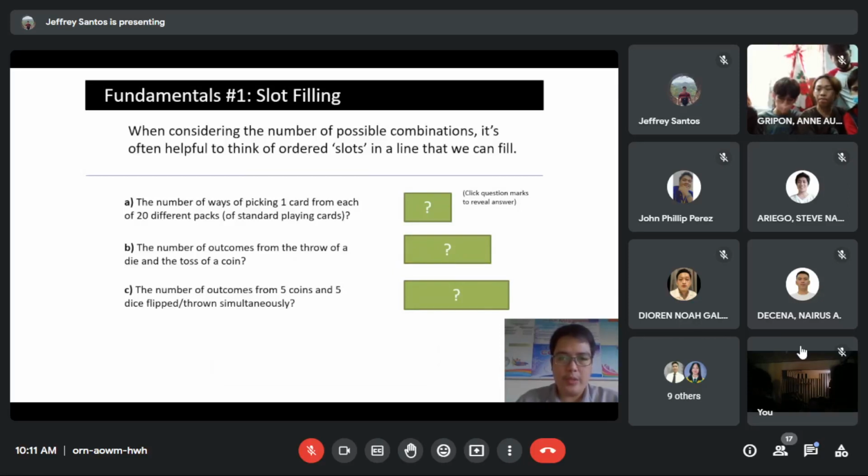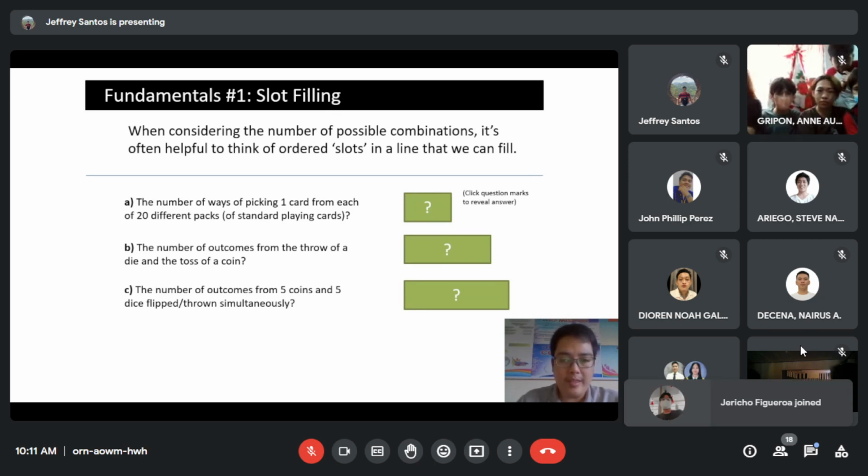Examples. Sabi dito, when considering the number of possible combinations, it's often helpful to think of ordered slots in a line that we can fill, just like what we have done on the given previous slide. So for example, if we are asked to determine the number of ways of picking one card from each of 20 different packs of standard playing cards. When we say standard, hindi kasama dyan ng joker.